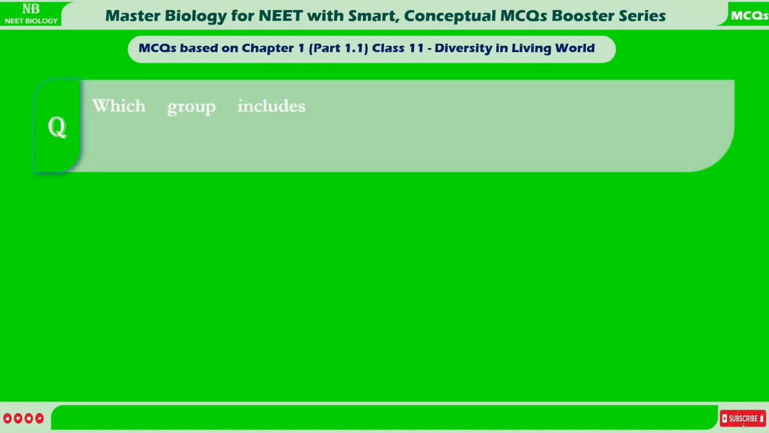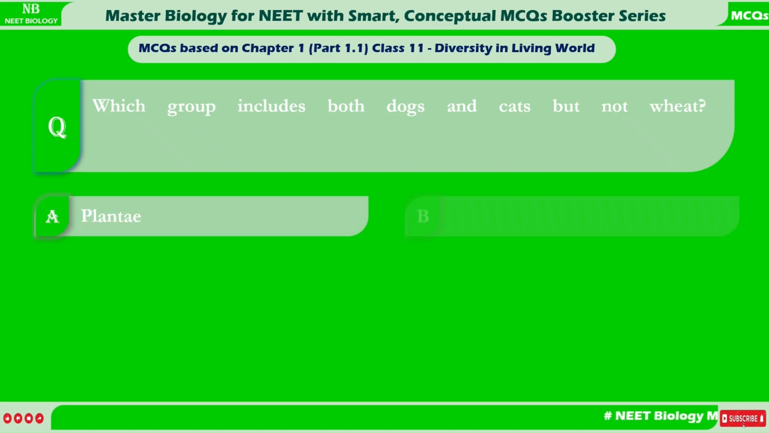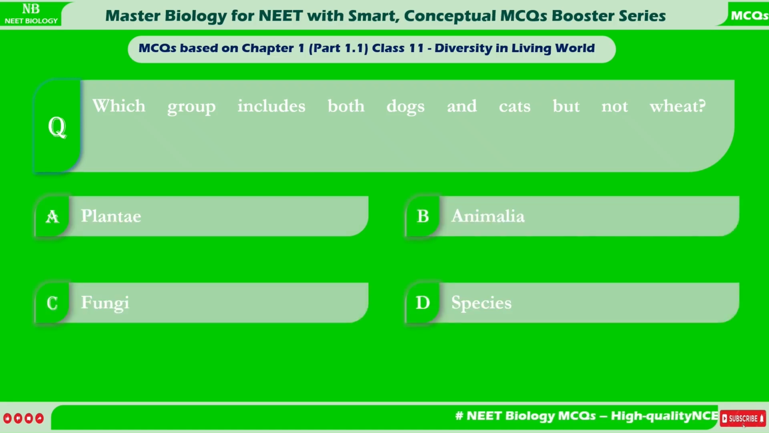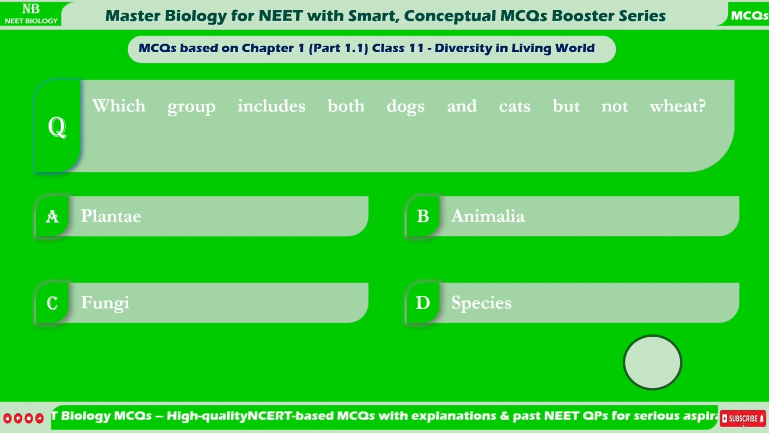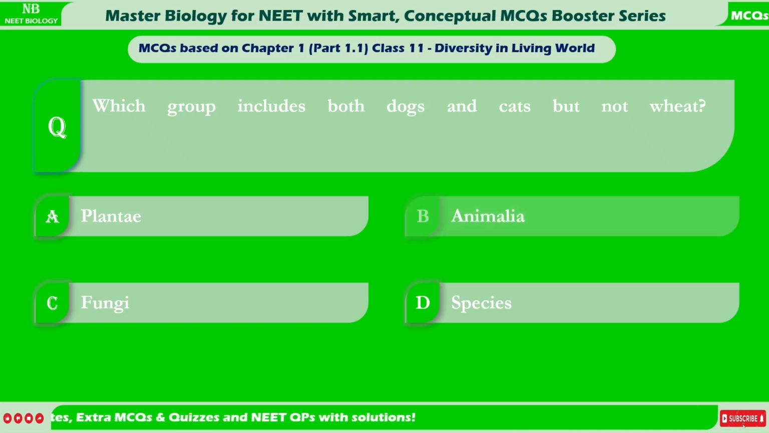Which group includes both dogs and cats but not wheat? A. Plantae. B. Animalia. C. Fungi. D. Species. Correct answer is B. Animalia.